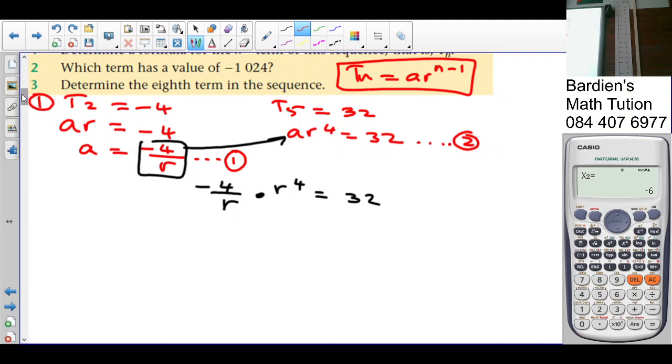So what can we say from here? When bases are the same, what can we conclude? Exponents are equal. So n minus 1 is equal to 11. So therefore n is equal to 12. Any confusion there?